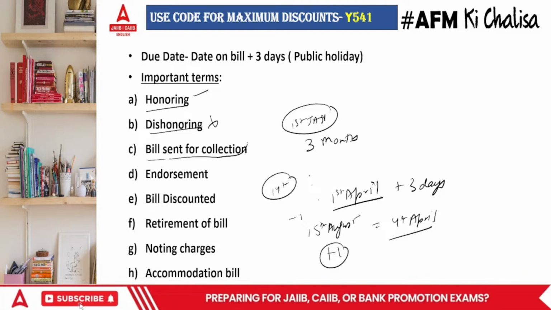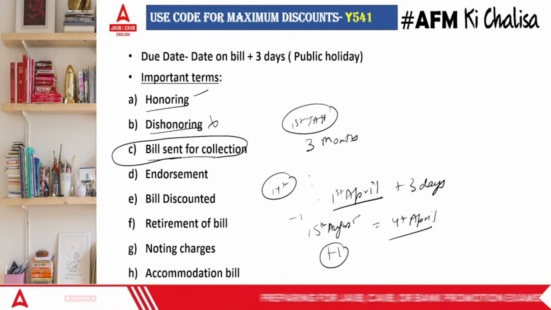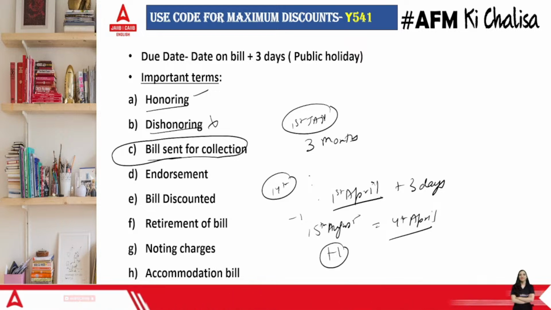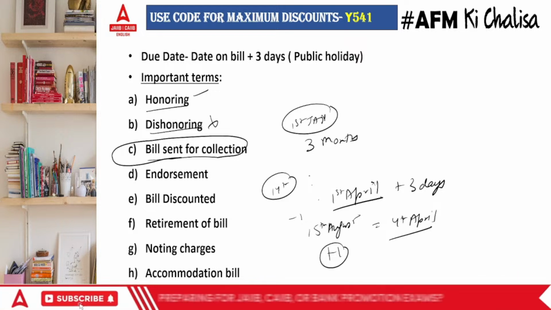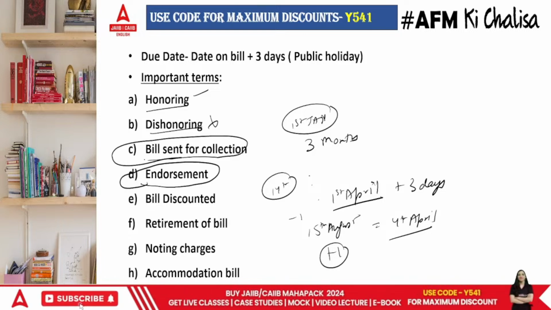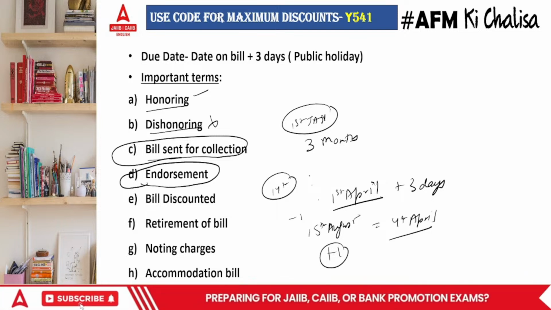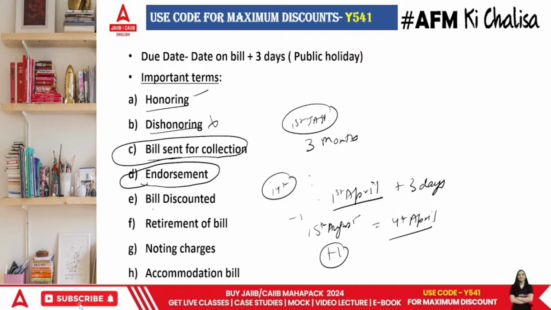Bill sent for collection: you can actually give the bank a responsibility to collect your amount and put it in your bank account. Sometimes a creditor can come to you and say, Niharika ma'am, give me my money. I can say, sir, I do not have money. Can I give you a bill receivable which I was supposed to receive? He will say, okay, and then I'll give that bill to them. That is called endorsement.